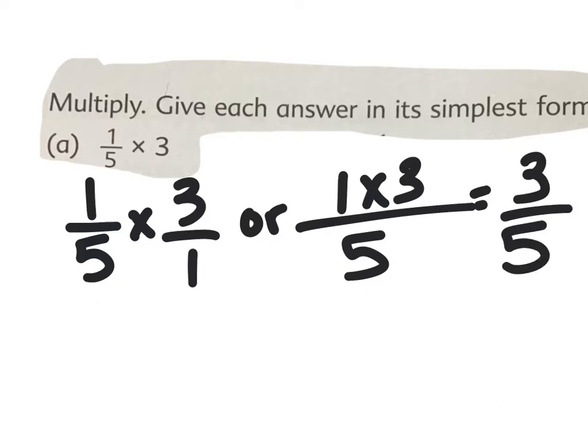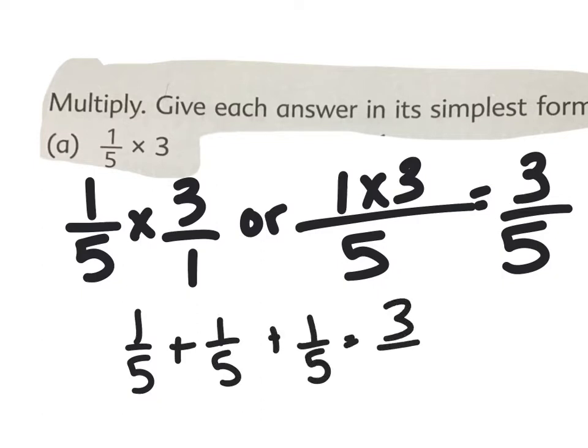Let me change the thickness of this. Let's go there. Another way to think of it is 1/5 3 times. So 1/5 plus 1/5 plus 1/5 equals 3/5. We can do it easily in this one because there's only 3, but oftentimes it becomes a little more complicated, especially if the numerator is not 1.